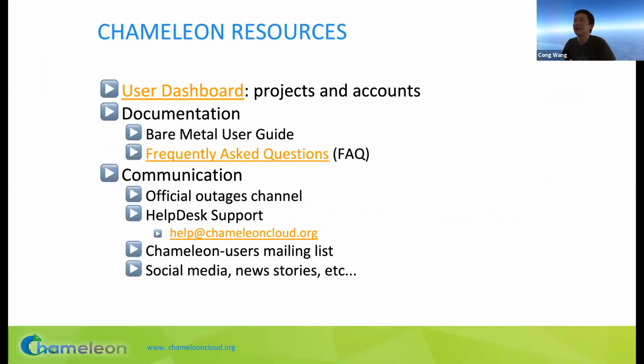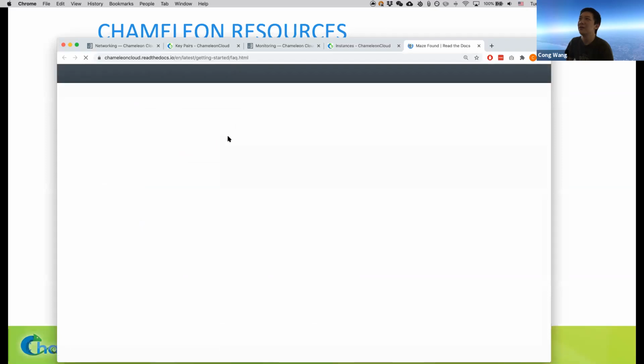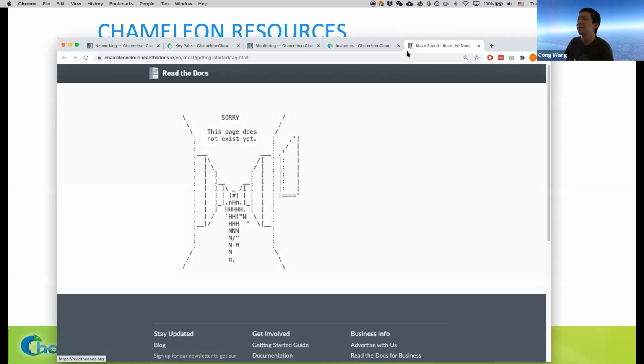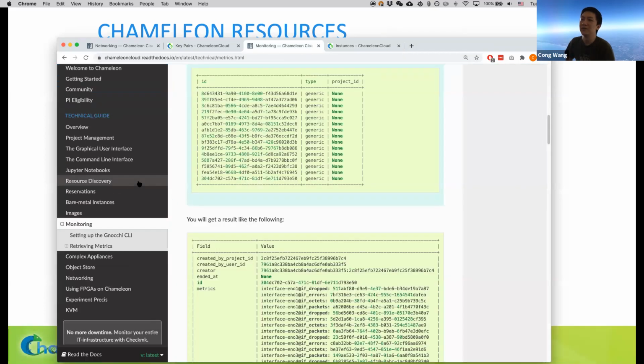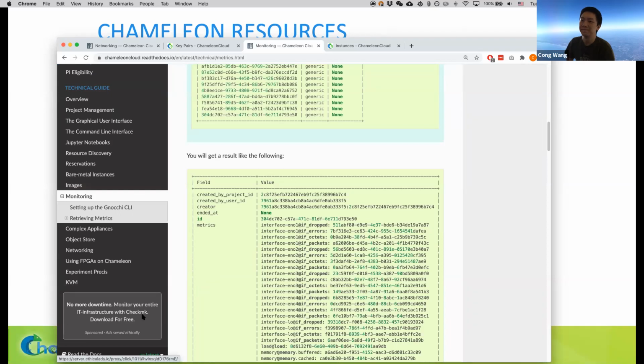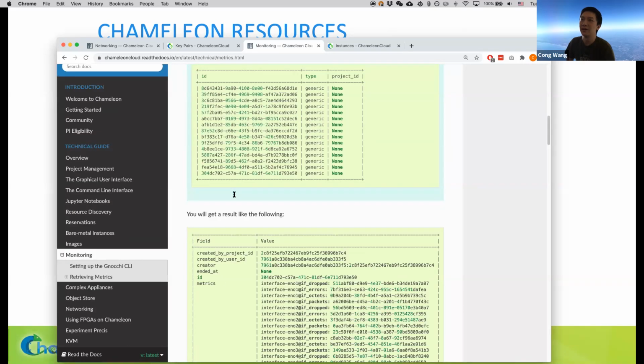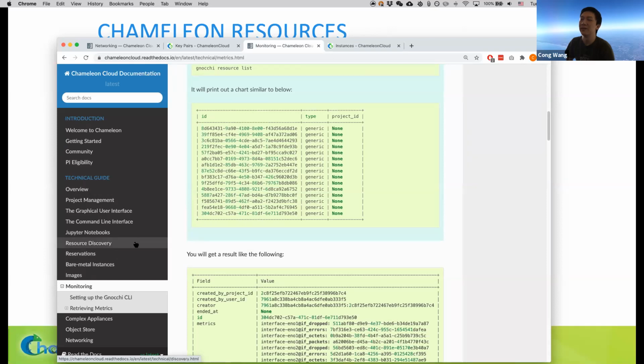As for Chameleon resources, you can go to the Chameleon user dashboard to see your projects and accounts. That's what I showed you. And you can go to the documentation to find the bare metal user guide, or the FAQ. Oh, it's not here anymore, but let me show you how to get there. If you go to documentation, all the things will be listed on this page.